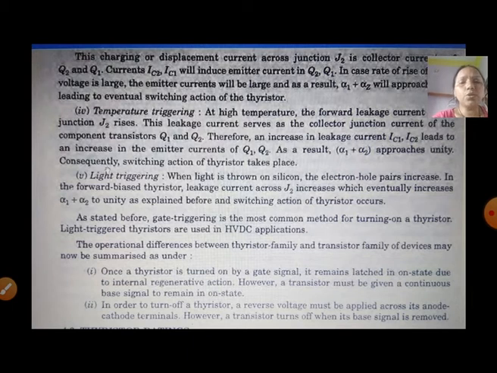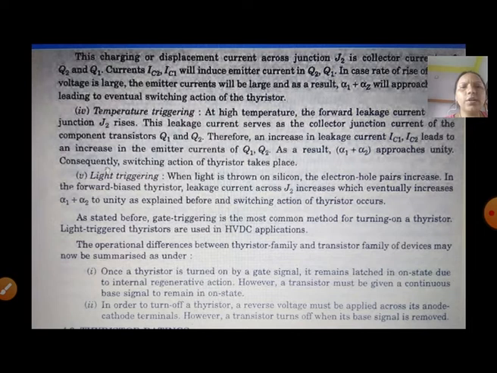Clear? So the next one is the light triggering mechanism. Under the light triggering mechanism, what happens when light is thrown on silicon? Electron-hole pairs increase. In the forward bias thyristor, meaning anode positive, cathode negative, leakage current across junction J2 increases, which eventually increases alpha 1 plus alpha 2 to unity. So if electron-hole pairs increase with the irradiation of light intensity, then what happens?